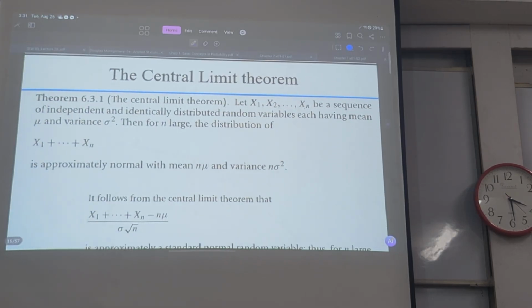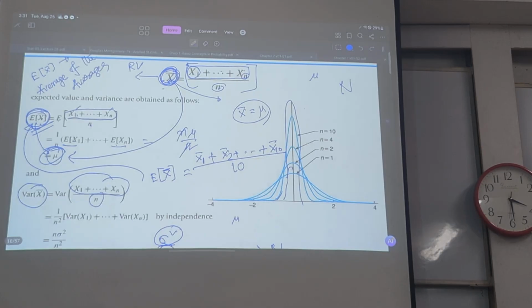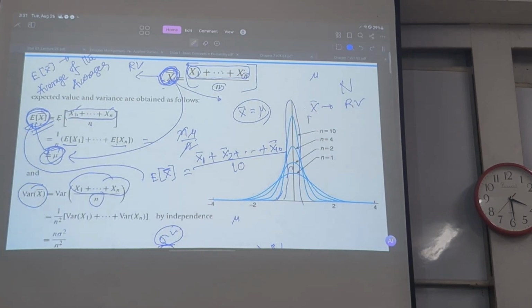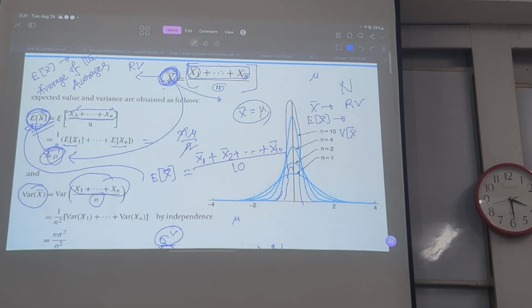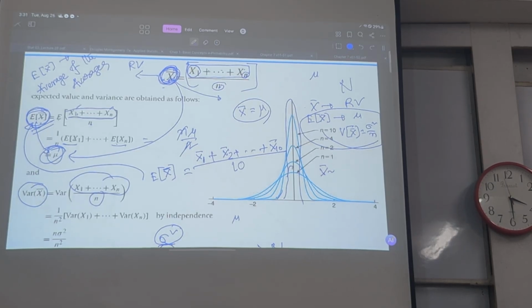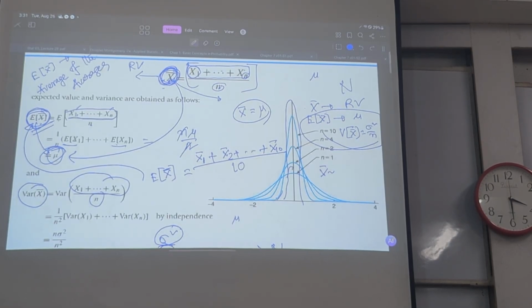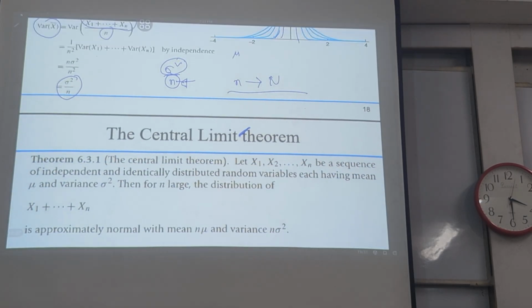Okay. Now, the central limit theorem, one of the most important theorems. Here, we assume that X bar is a random variable. We calculated the expected value and the variance. The expected value is mu, and the variance is sigma square by n. These quantities are very important; in many problems, we need to know them. Now, the question is, what is the distribution of X bar? This distribution is given by the central limit theorem.